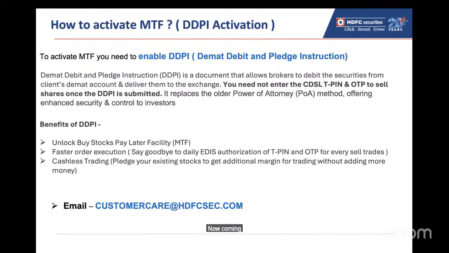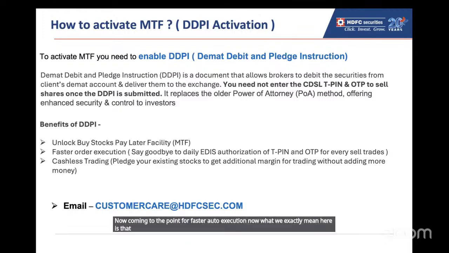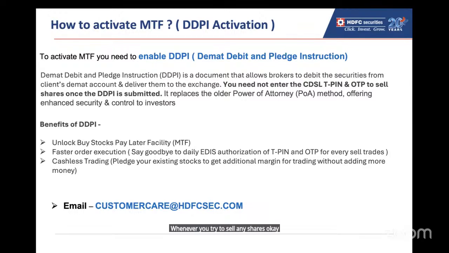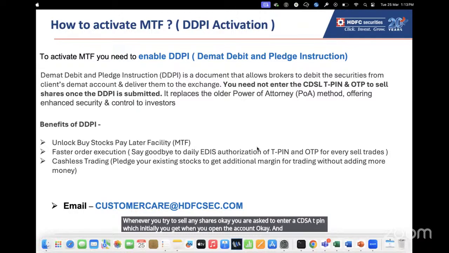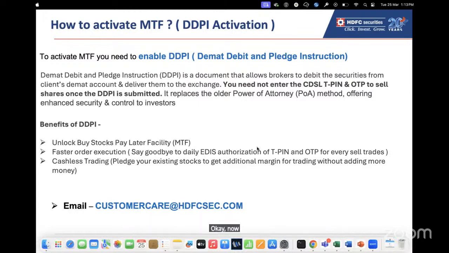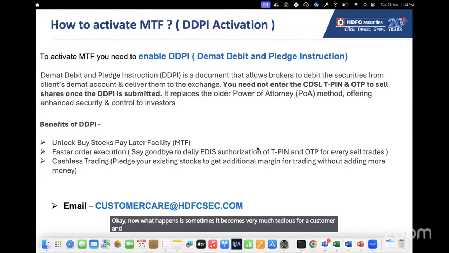Now, coming to the point of faster order execution. What we mean here is that once you open the account and start trading continuously, you will notice that whenever you place a sell trade, whenever you try to sell any shares, you are asked to enter a CDSL TPIN, which you initially get when you open the account, and also an OTP to authorize the sell transaction. Sometimes it becomes very tedious for a customer, for instance when you don't have the TPIN handy with you.